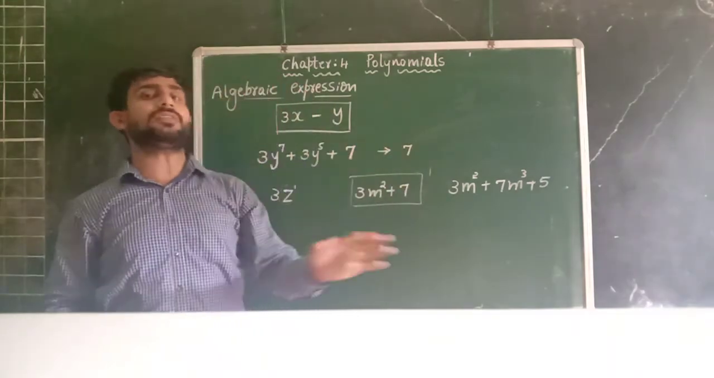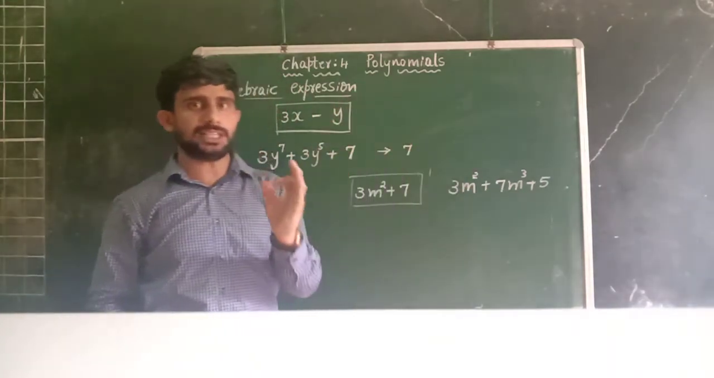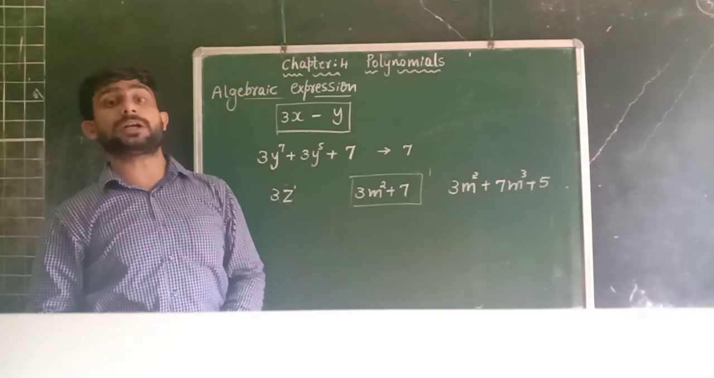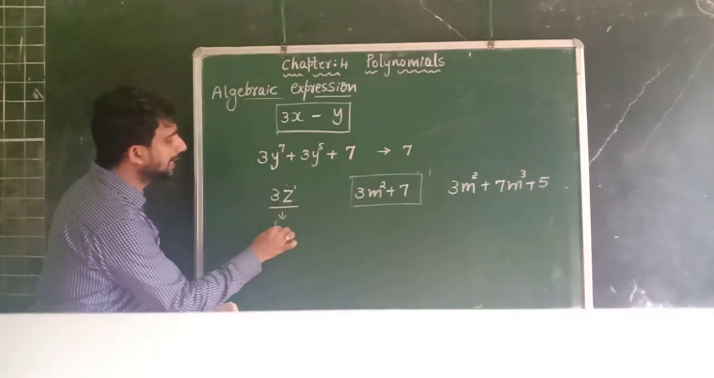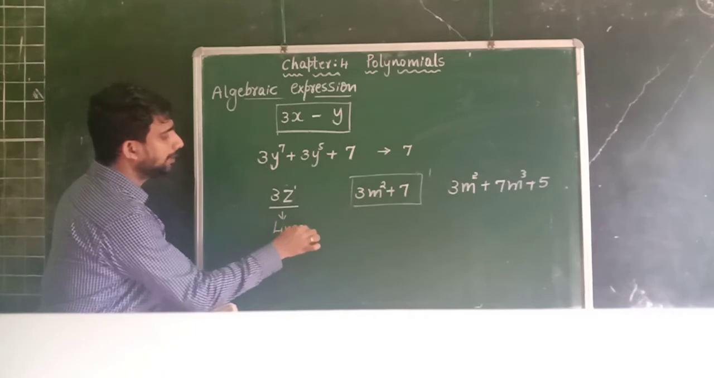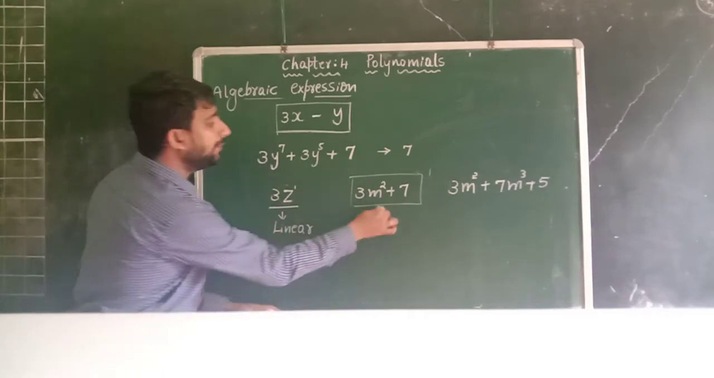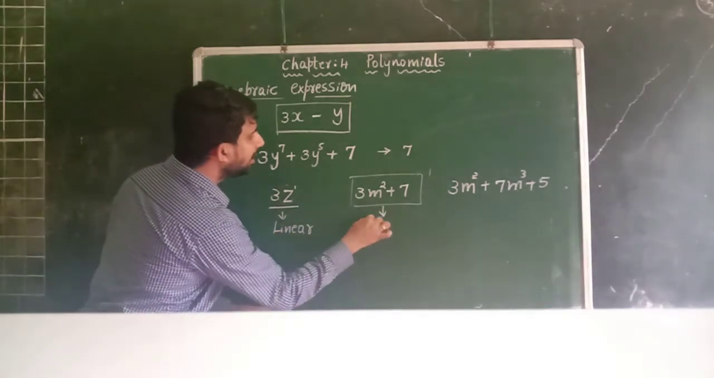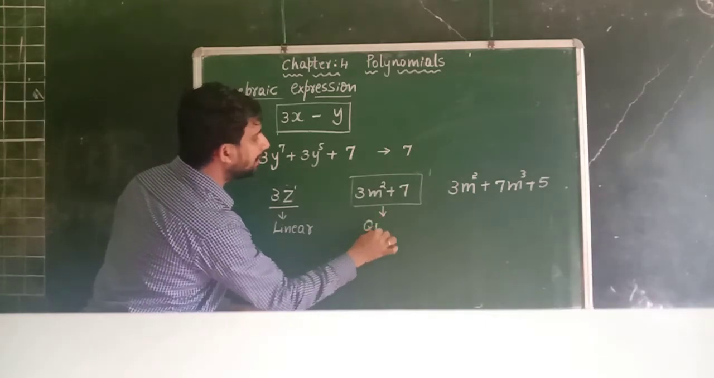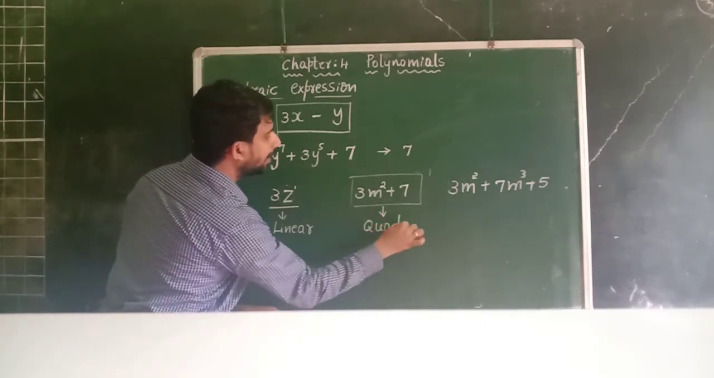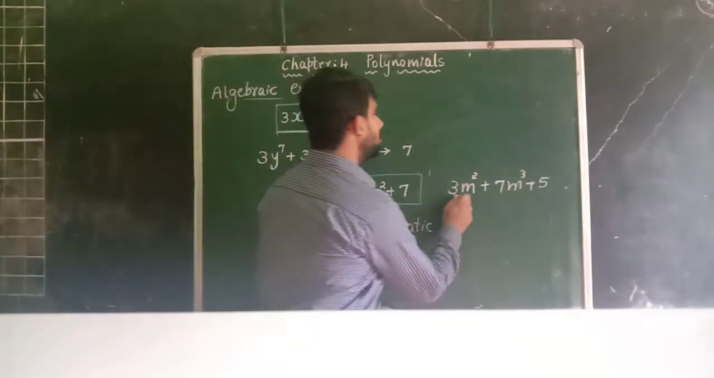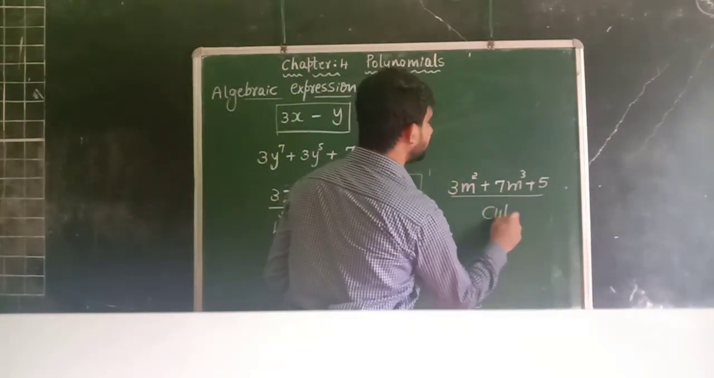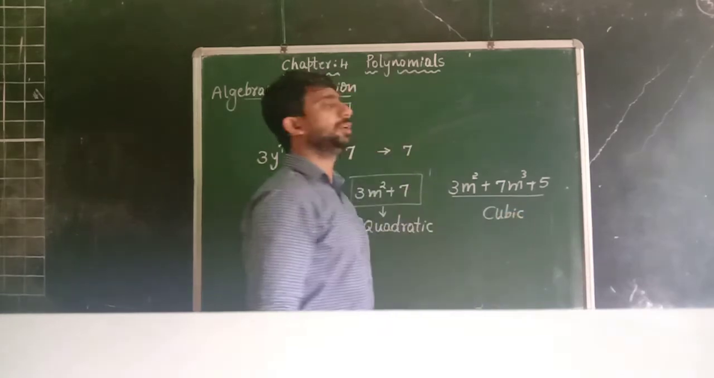So the degree of this polynomial is 3. Therefore it is called a cubic polynomial. A polynomial having degree 1 is called what? A linear polynomial. A polynomial having degree 2 is called what? It is called a quadratic polynomial. A polynomial having degree 3 is called a cubic polynomial.